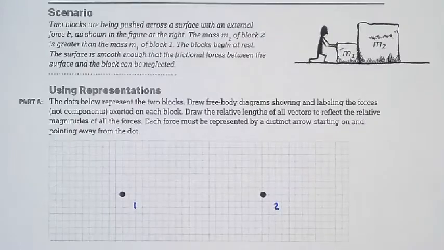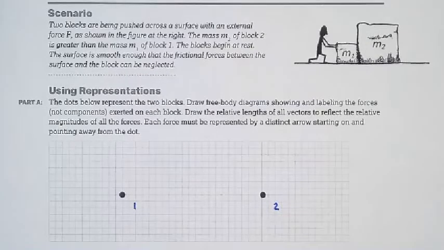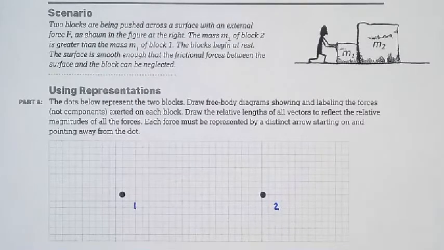It says to draw free body diagrams showing and labeling the forces, not the components, exerted on each block. Draw the relative lengths of all the vectors to reflect the relative magnitudes of all the forces. Each force must be represented by a distinct arrow starting on and pointing away from the dot.